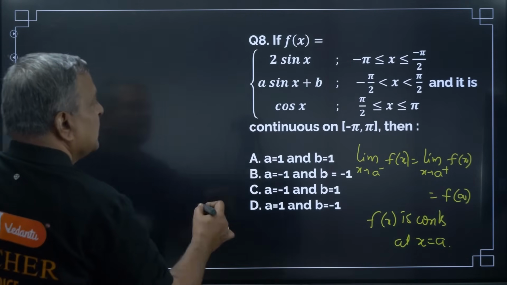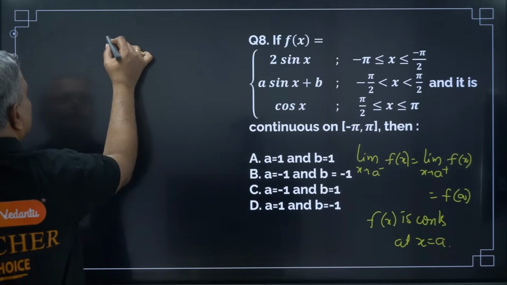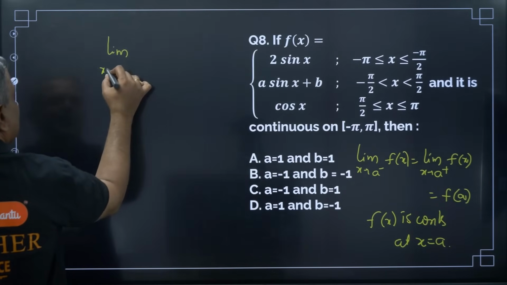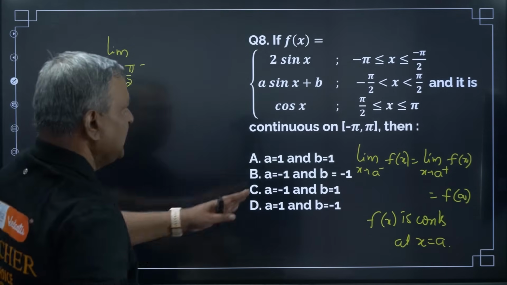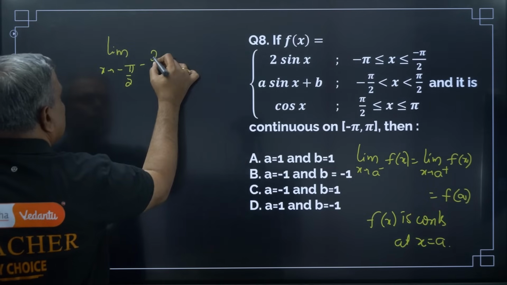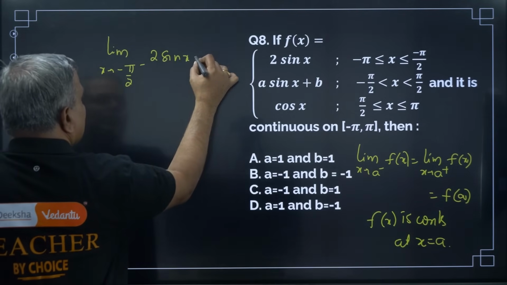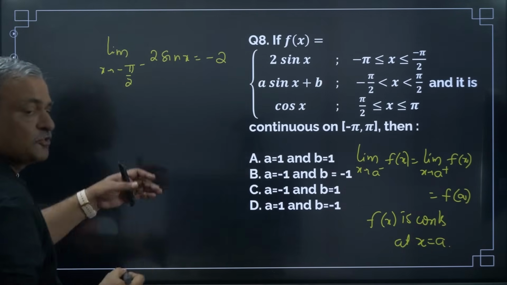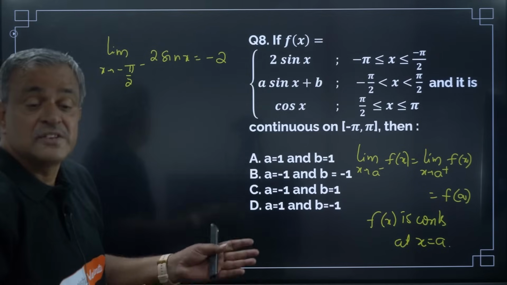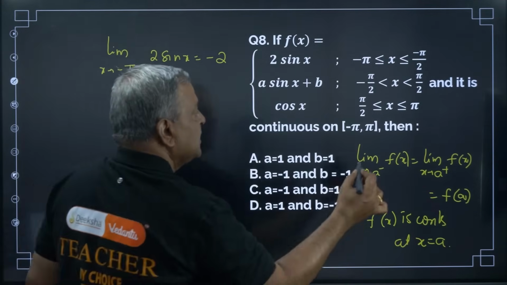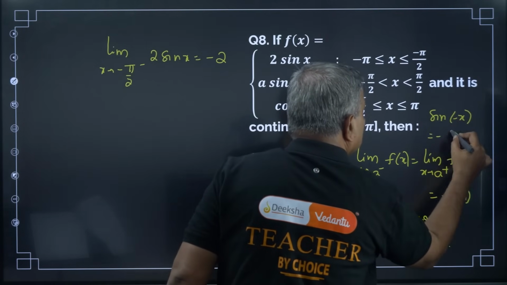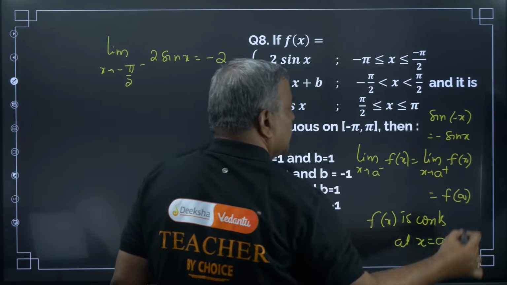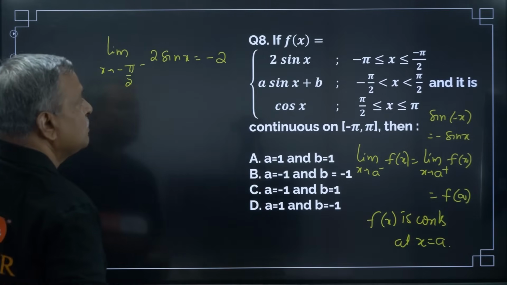So at minus pi by 2, limit x tending to minus pi by 2 minus, the left of minus pi by 2, it is equal to 2 sin x. How much will this be? Minus 2. Straight away you substitute sin of minus pi by 2. Sin of minus x is equal to minus sin x. Also write that concept. Sin of minus x equal to minus sin x. So you got minus 2.